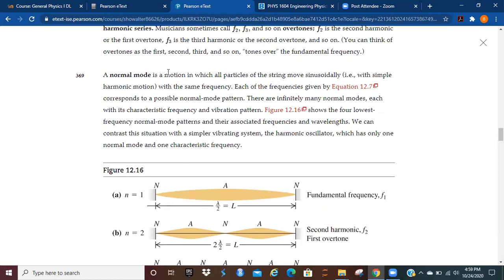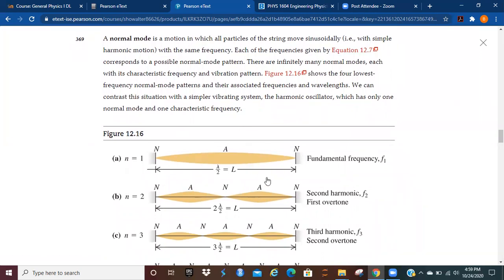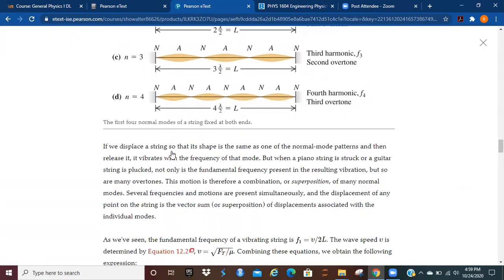A normal mode is a motion in which all particles of the string move sinusoidally with the same frequency. Each of the frequencies given by equation 12.7 corresponds to a possible normal mode pattern. So there are infinitely many normal modes, each with its characteristic frequency and vibration pattern. And you can see the 4 lowest frequency normal mode patterns and their associated frequencies and wavelengths. We can contrast this situation with a simpler vibrating system, the harmonic oscillator, which only has 1 normal mode and 1 characteristic frequency.